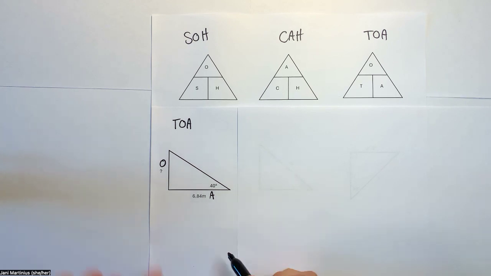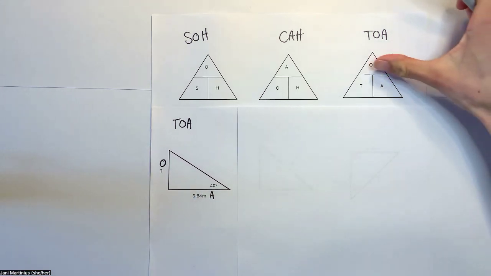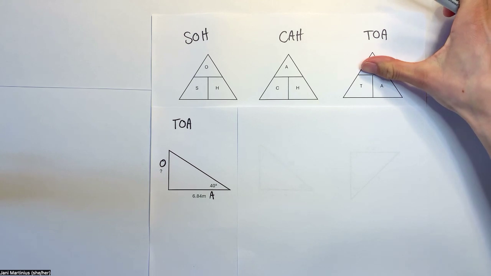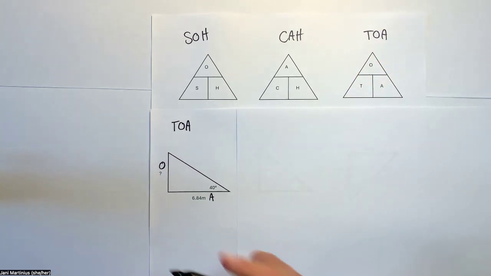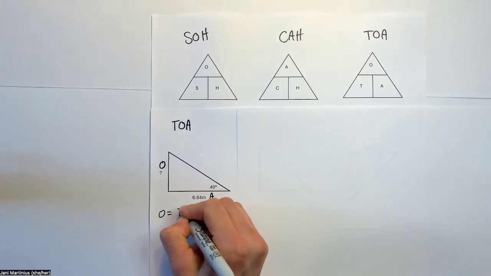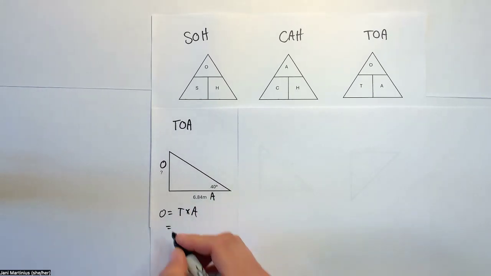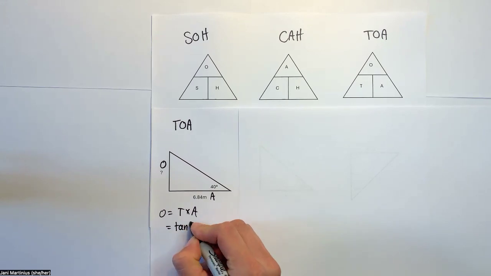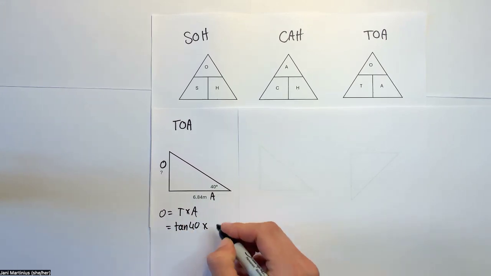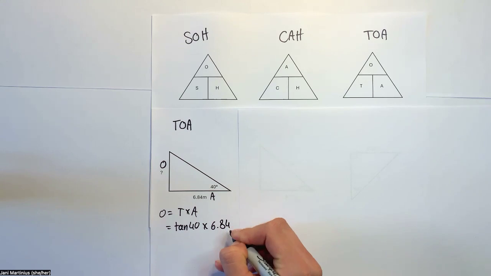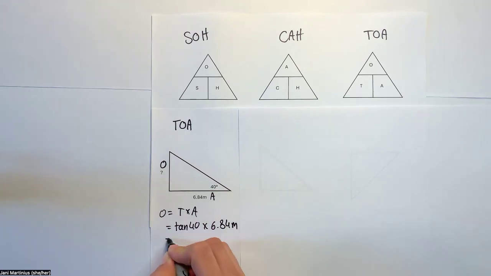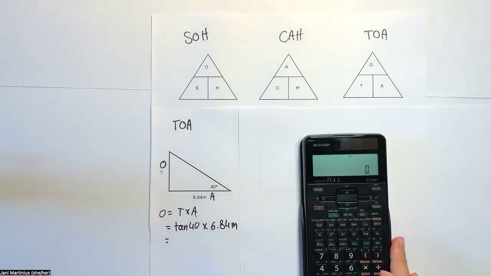So TOA, we are looking for the O. If we're blotting out the O, what we have left is T times A. O equals T times A. And now we're popping in the numbers. So tan 40 times 6.84 meters. Always keep track of whether you're working in meters, feet, inches, anything like that.